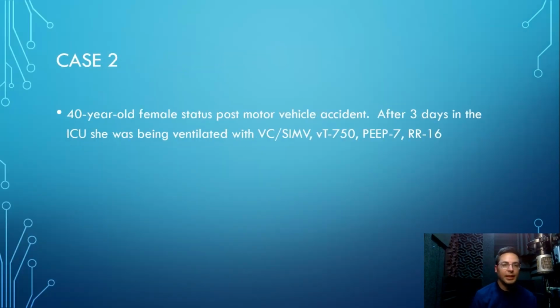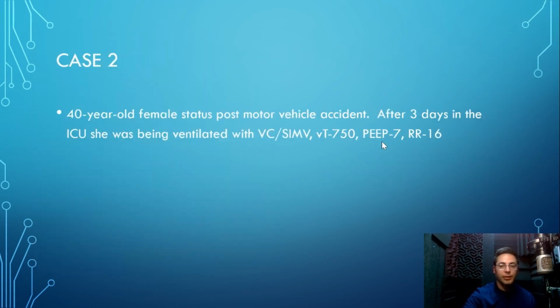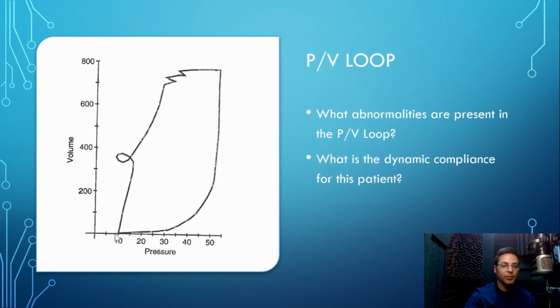Case number 2. A 40-year-old female, status post-motor vehicle accident. After 3 days in the ICU, she was being ventilated with volume control SIMV with a tidal volume of 750, a PEEP of 7, and a respiratory rate of 16. Taking a look at our pressure volume loop, we see some abnormal things. Just taking it one step at a time, looking back, the set PEEP was 7, and our pressure loop begins at 10. So that tells me that we might have some auto PEEP or something present there.